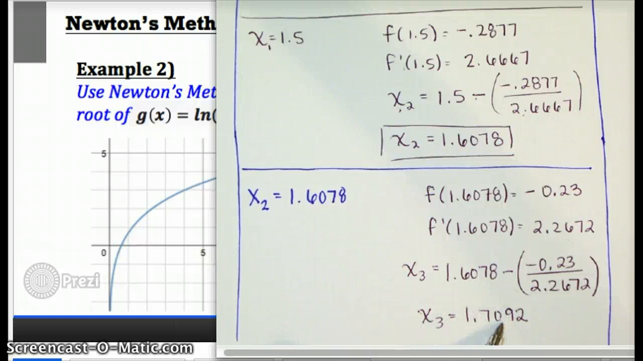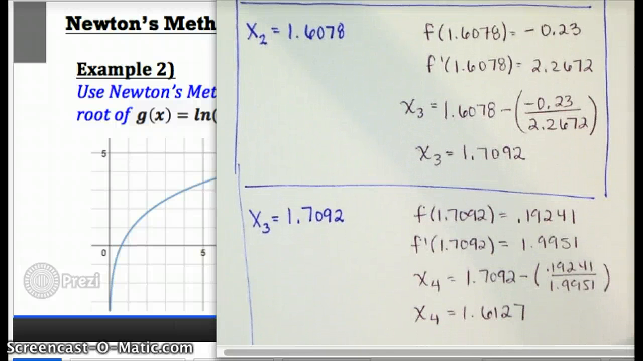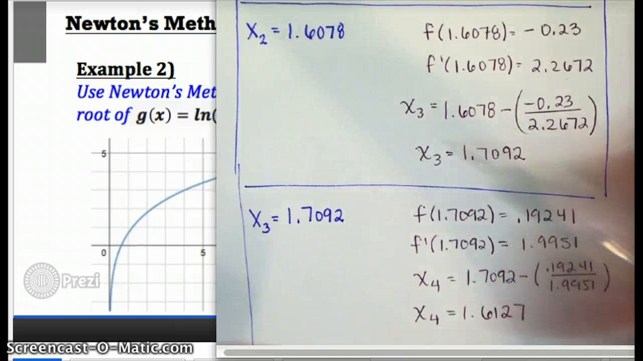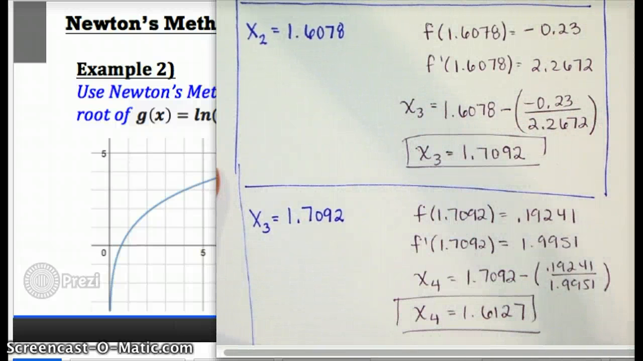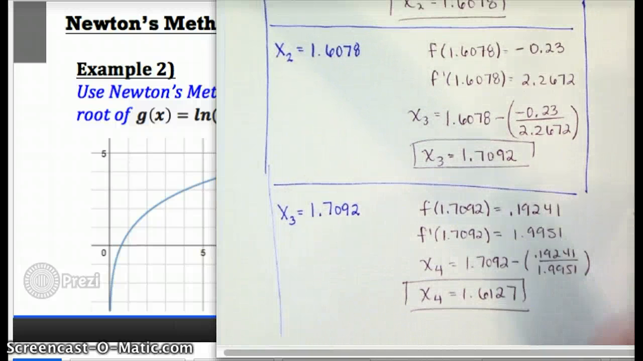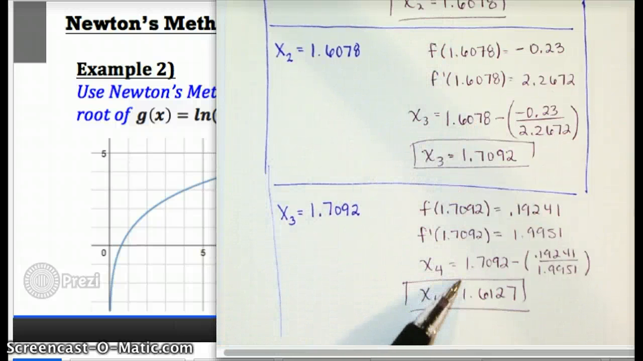What do we do with this? Exactly, we repeat the process and we find a fourth estimate. Now, notice that these estimates are pretty close to each other, but they're not necessarily going in the same direction. They're not always getting bigger. For example, here it went from 1.6 to 1.7 back down to 1.6.